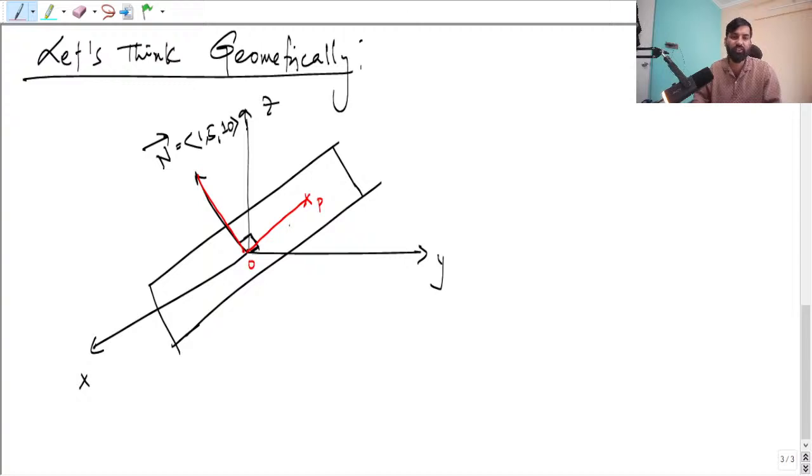So this is the origin here, and this is the OP vector if you join a line to this point P. Take a point P which has the coordinates x, y, z. This normal vector is perpendicular to this plane. So if you take a point P on this plane, this OP is going to be perpendicular to this N. So P is in the plane.